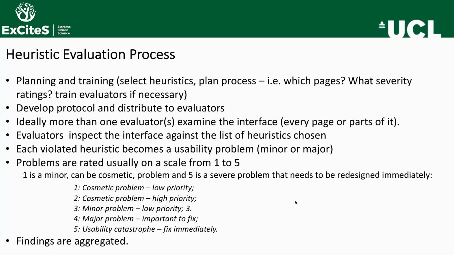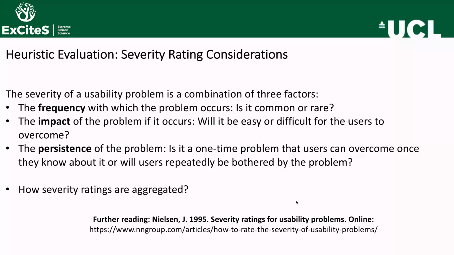Each violated heuristic becomes a usability problem, and you usually use a scale from 1 to 5, and you can have cosmetic problems given low priority or higher priority, minor, major problems and usability catastrophe problems which need to be fixed immediately. Finally, findings are aggregated and a report is usually created. I mentioned severity rating already quite a few times.